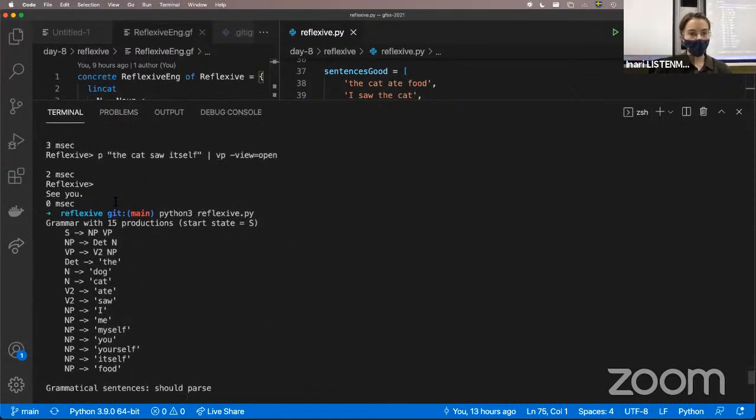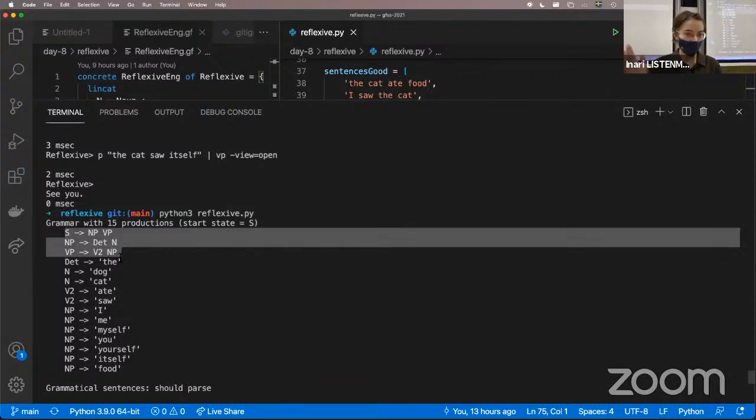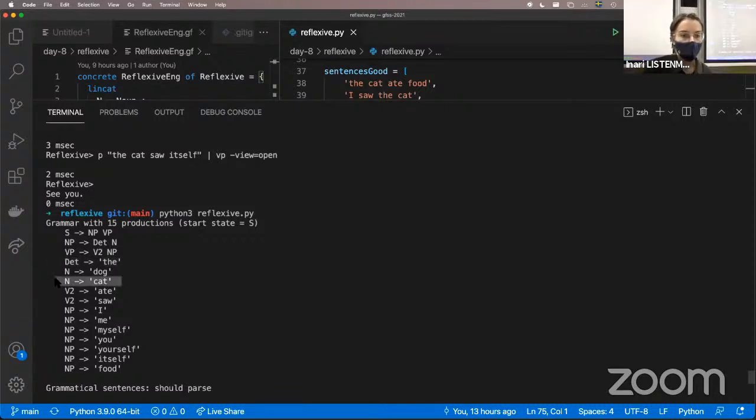So, okay, the first one is the most simple, dummy, naive grammar. It's obvious that it's over-generating. This is all very standard. S is a noun phrase and verb phrase. Noun phrase is determiner and noun. Verb phrase is transitive verb and noun phrase. Then we have some determiners, some lexicon with nouns and verbs.